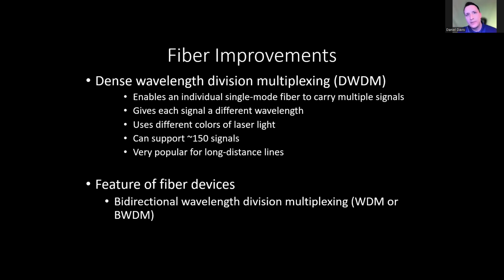There have been a number of improvements in fiber optic technologies over the years. One super important innovation has been dense wavelength division multiplexing, DWDM. This enables an individual single mode fiber to carry multiple signals. It gives each signal a different wavelength, uses different colors of laser lights, can support 150 signals, and it is very popular for long distances.